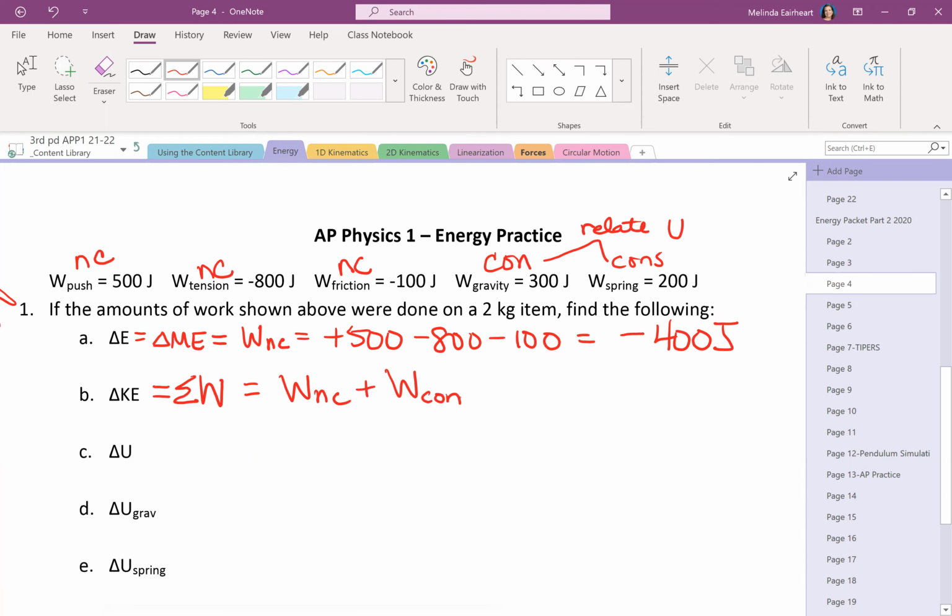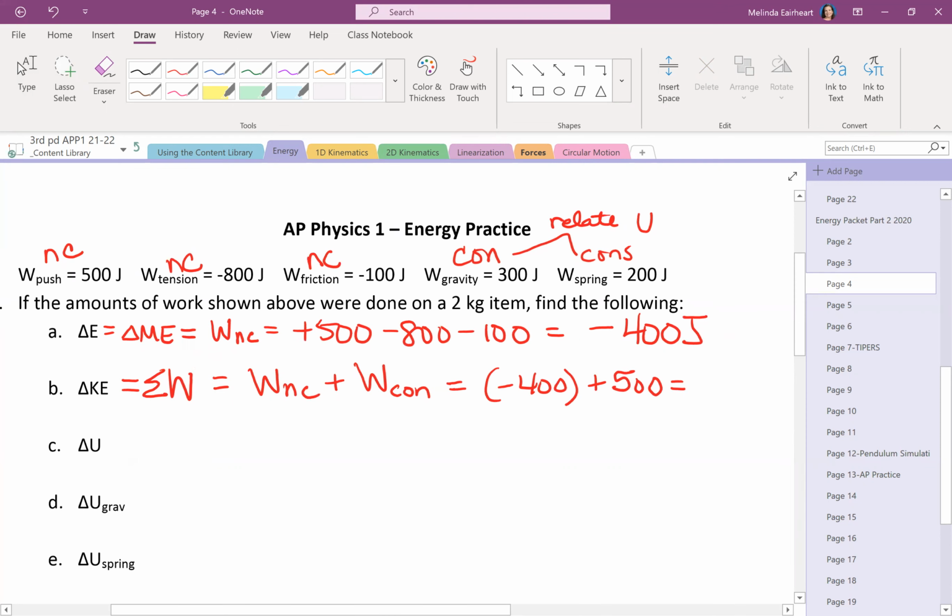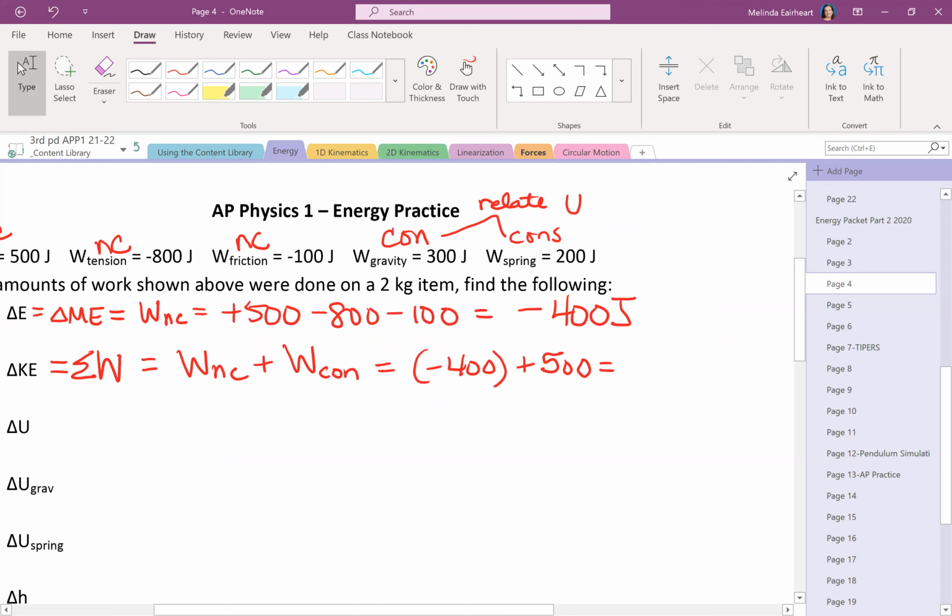It's just another way. Instead of adding all 5, we still are adding all 5, but we're grouping them into the 2 groups. And so we already found negative 400. Now we just need to add in the 2 conservatives. And if you look up above, the 2 conservatives have a sum of 500. And so our final answer for net work and changing KE would be positive 100. So whatever the example is, it's speeding up. Positive change in kinetic, right?